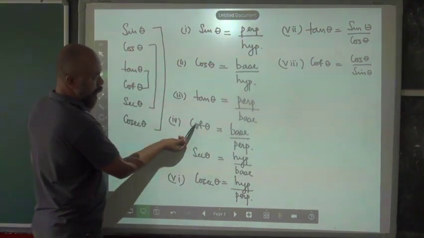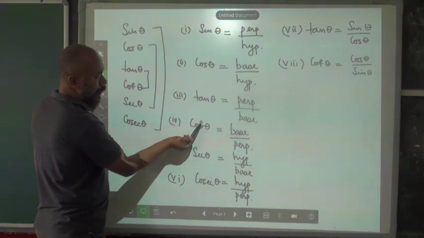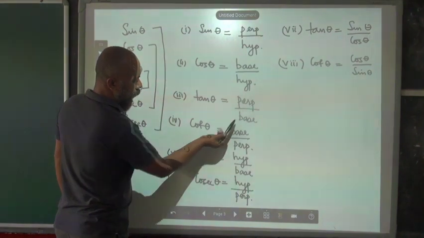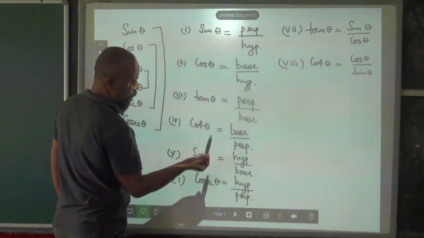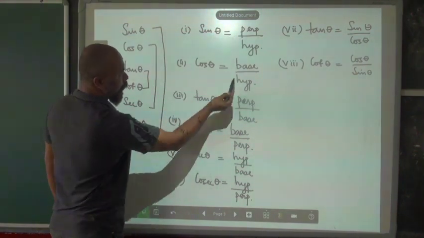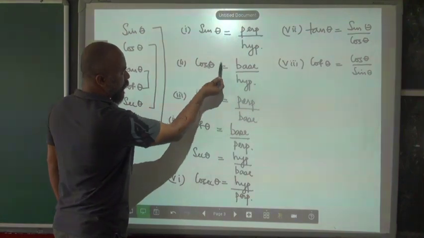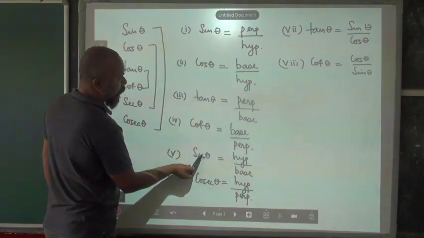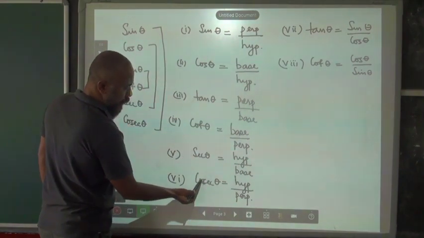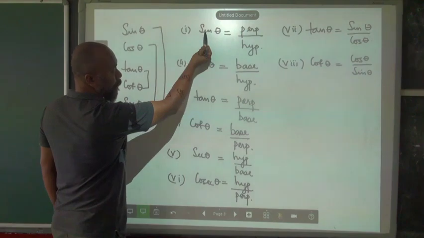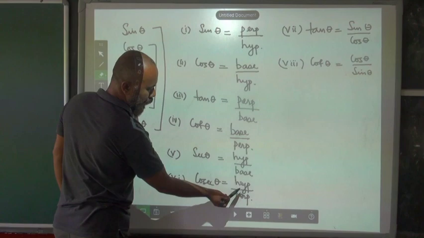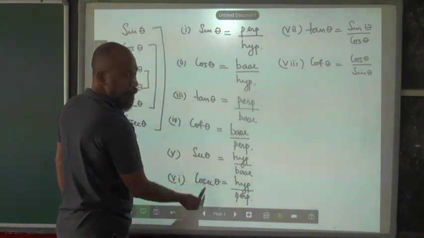So cot, which is the reciprocal of tan, becomes base upon perpendicular. Sec, which is the reciprocal of cos, then becomes the reciprocal of this one. So when your cos is base by hypotenuse, sec becomes hypotenuse by base. So they reciprocate. Similarly, cosec, which was the reciprocal of sine, becomes hypotenuse by perpendicular. So I hope this is okay.